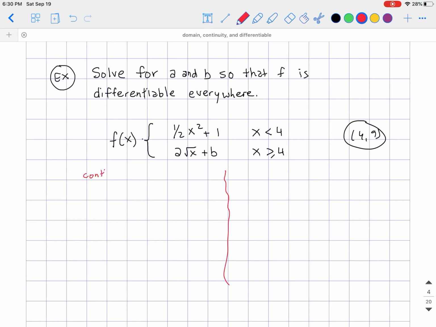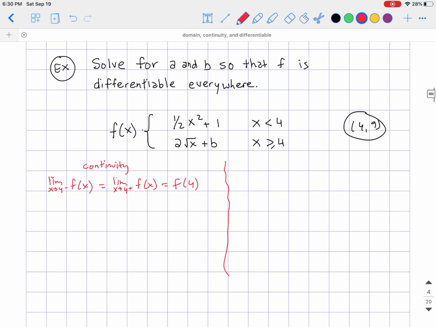So for the continuity part, I am going to say that the limit as x approaches 4 from the left of f of x has to be the same as the limit as x approaches 4 from the right of f of x, which is equal to f of 4. Well, that's really just saying plug in 4 in both equations and see if they come out to be the same.